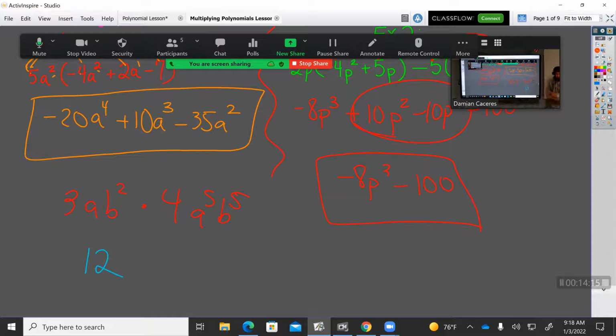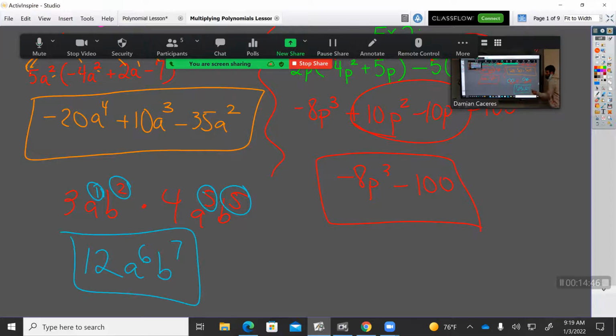12 is the correct coefficient, which is a number touching the variable. Now, what is the exponent on the a? 6. A6 and B7. Why is it 6? Because the imaginary 1 on the A and the 5 on the A get added to give you 6. This one's 2 and 5, which added give you 7. So that's the main thing.